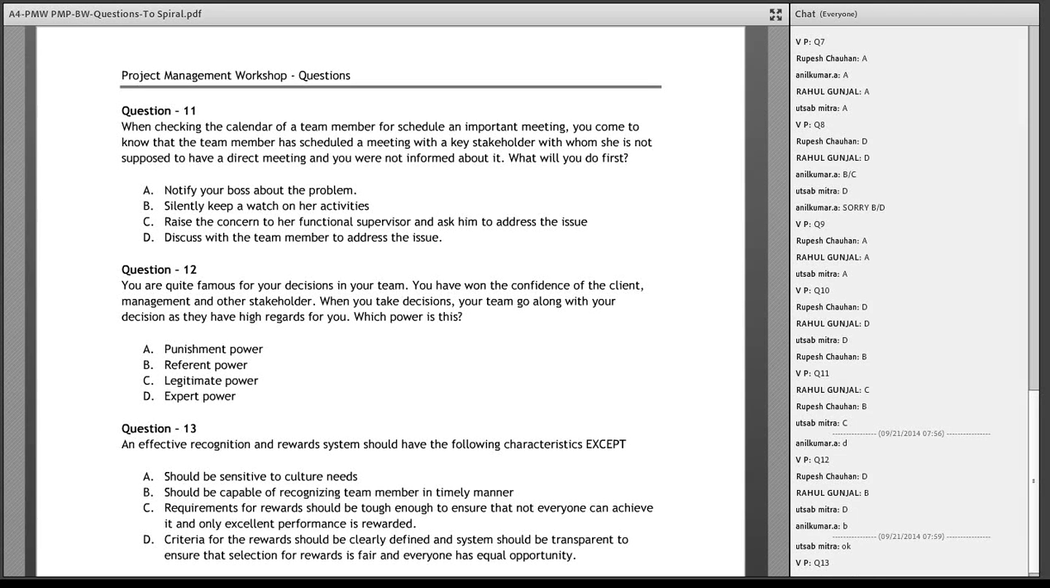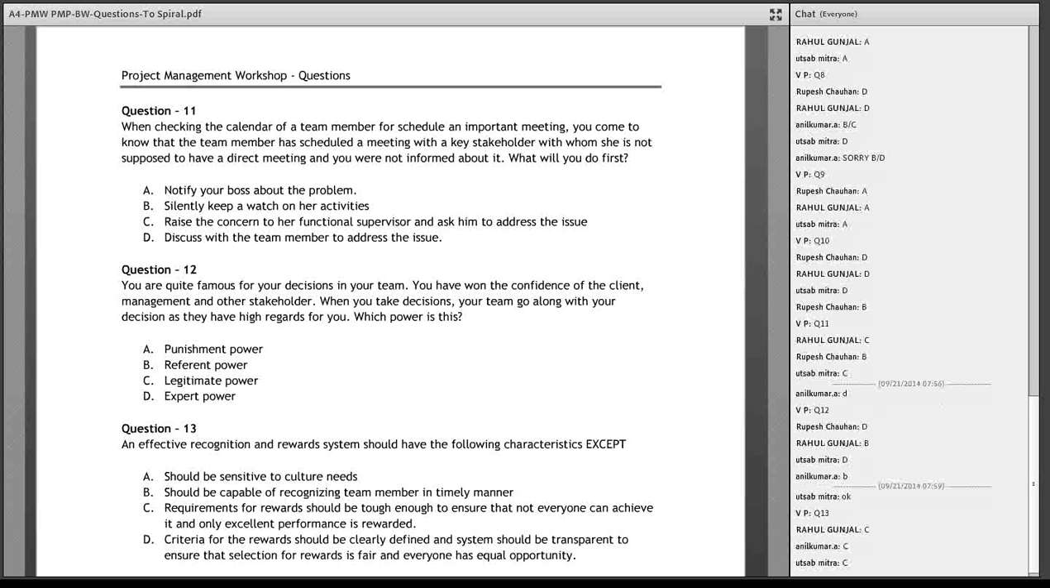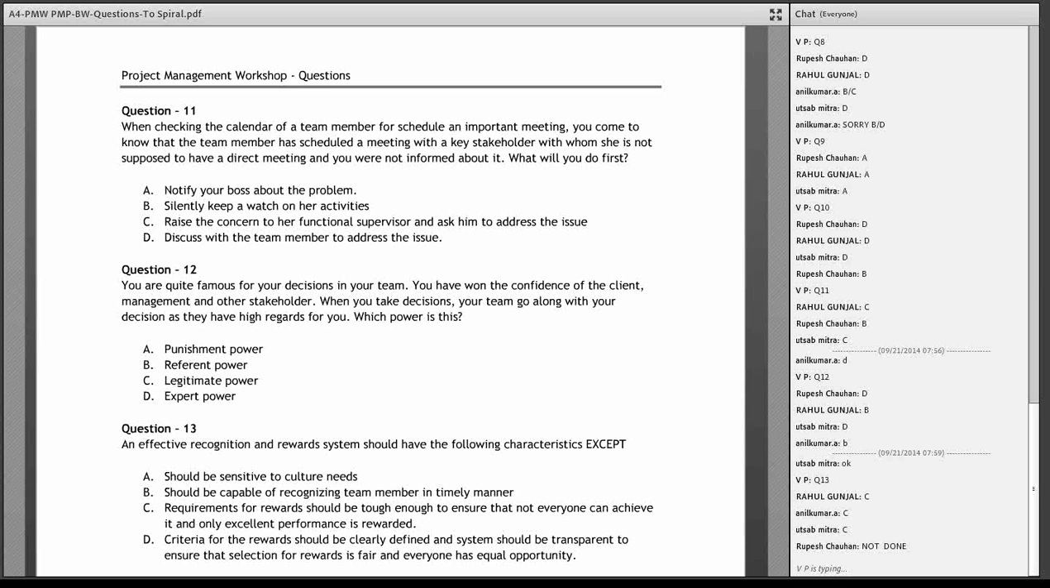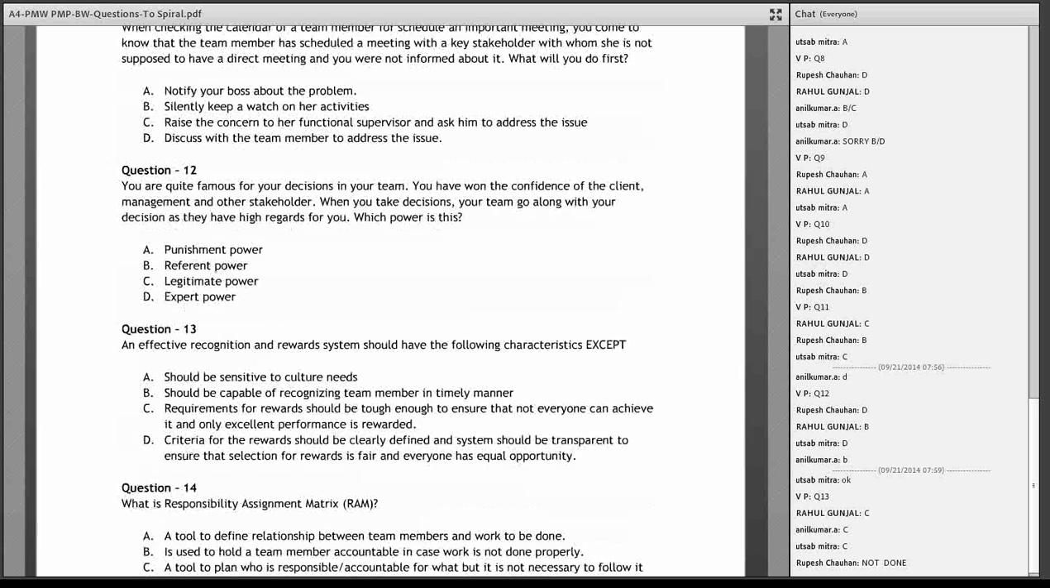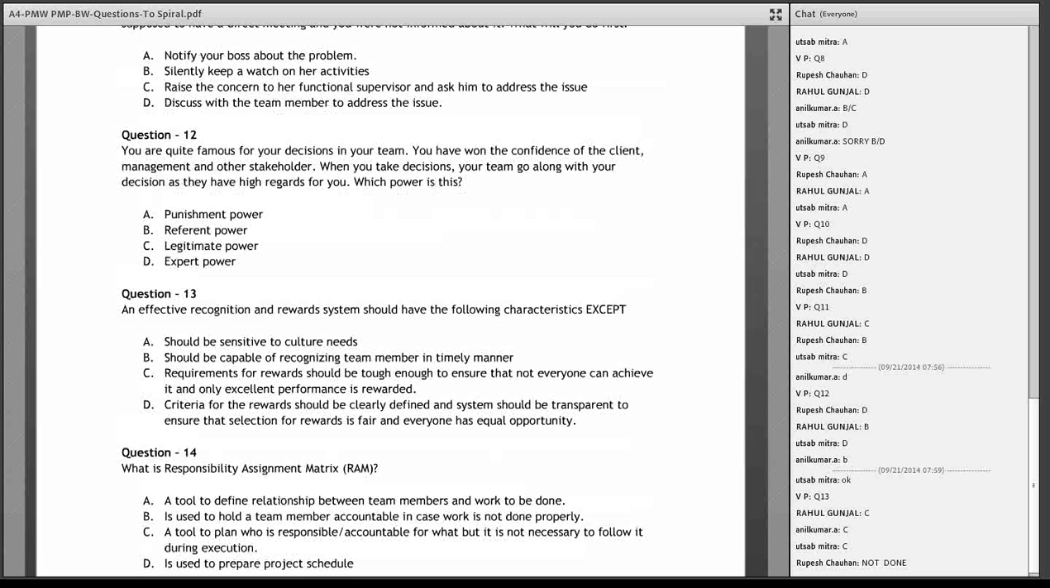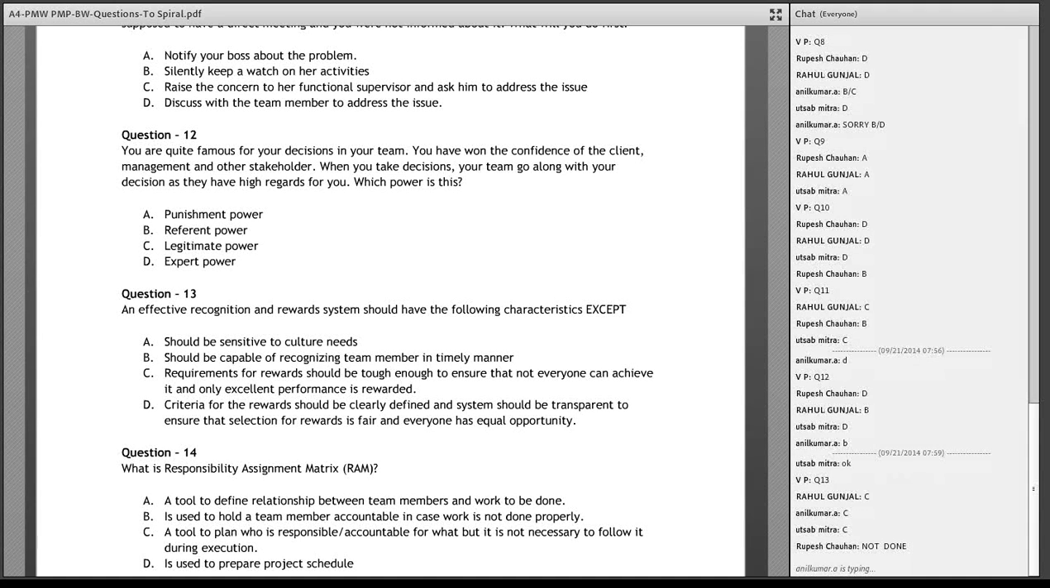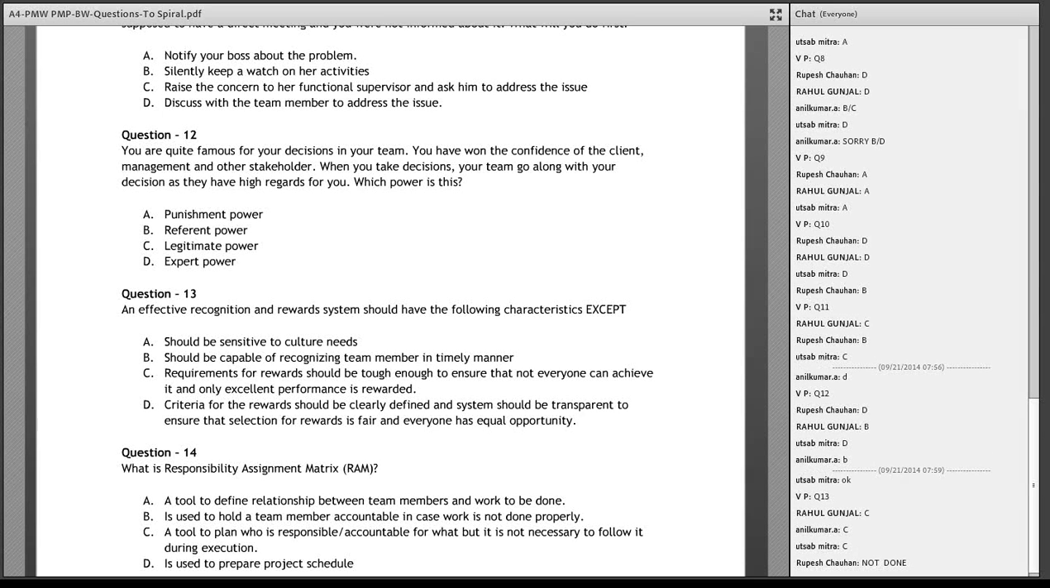Let's go to 13. Not done. Okay, then we need to read it. An effective recognition and reward system should have the following characteristics except. So except means what should not be part of an effective reward and recognition. It should be sensitive to the culture need. Yes, it should be sensitive to the culture need.